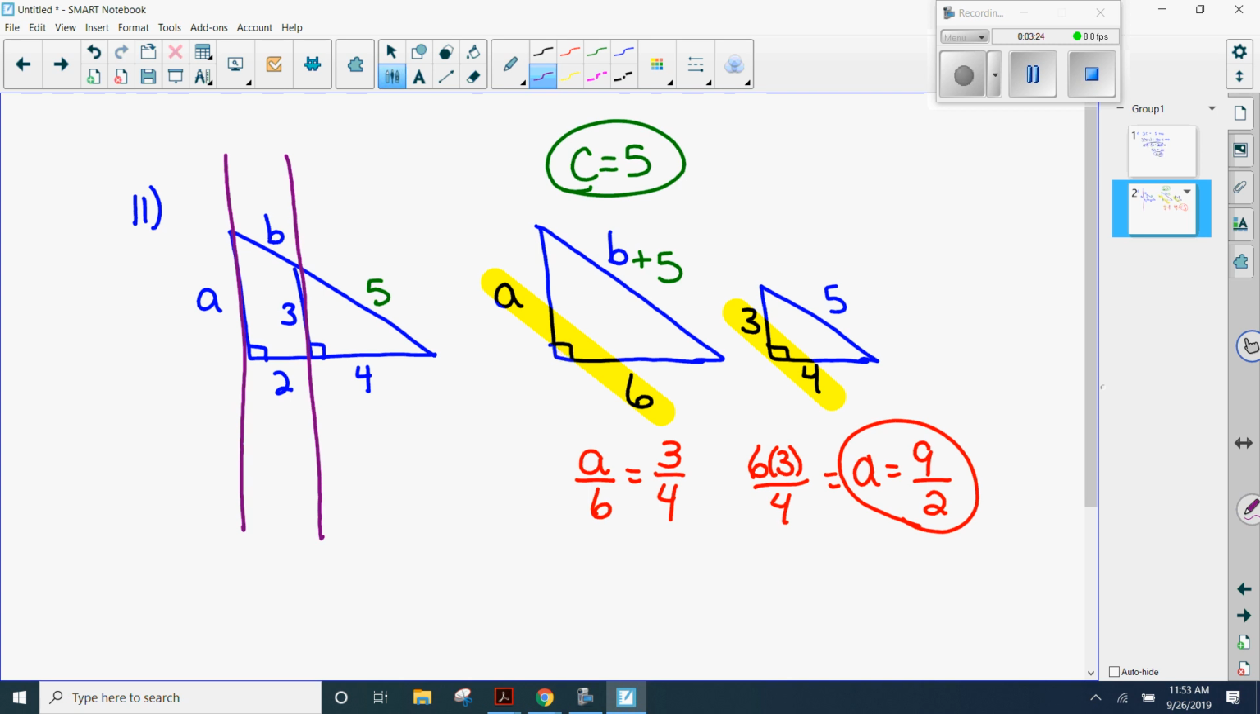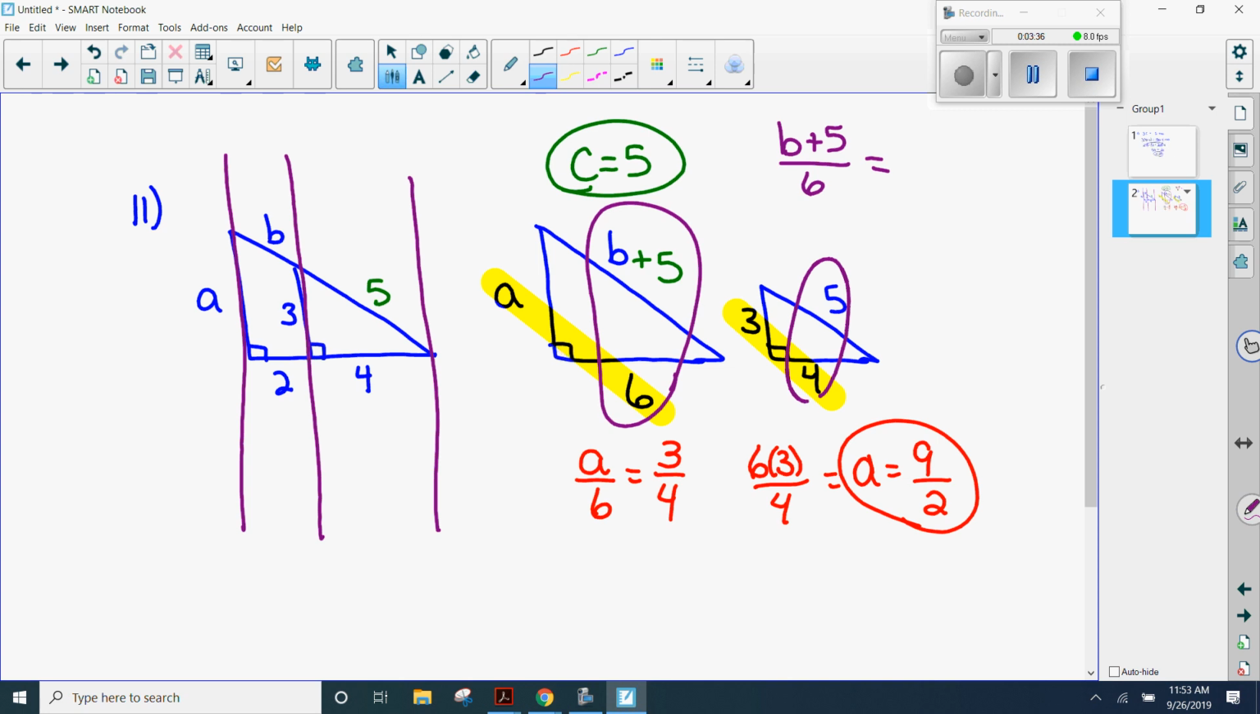To find B, you could set up a proportion that has B plus 5 over 6 is equal to, so I'm comparing it this way, 5 over 4. And then you set cross products equal to each other, so you get 30 is equal to 4 times B plus 5. Then you get 4B plus 20 is equal to 30. I'm just trying to do too many steps together.